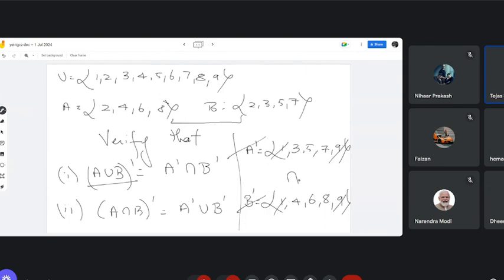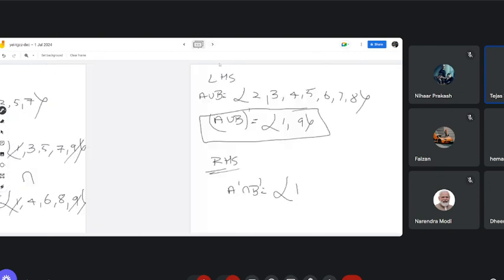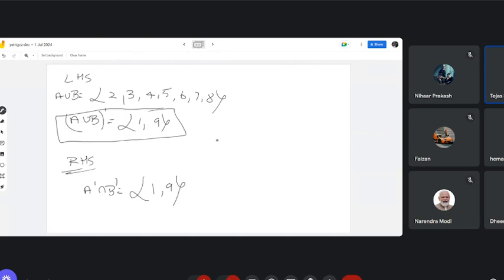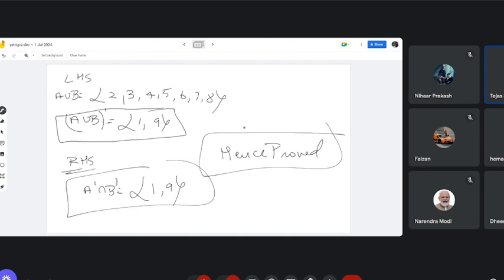Guys, intersection meaning whatever commonality. Union meaning combine. Commonality and combining. Difference is there. 9 was common. So you write 1 comma 9. Hence proved. This is exactly how you're supposed to write. Okay. LHS equals RHS. Hence proved.